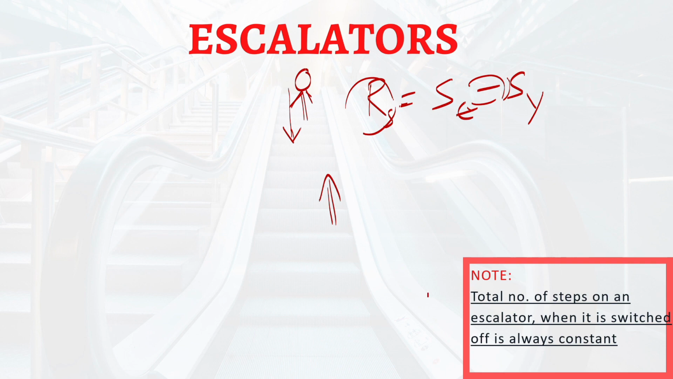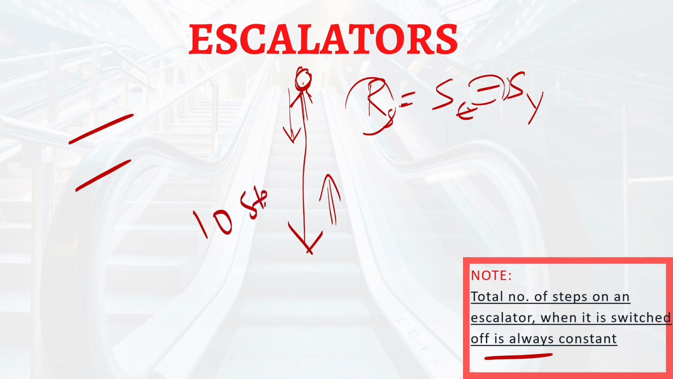But what if the escalator is switched off? Then the total number of steps on the escalator when it is switched off is always constant, right? So in the escalator concept, the total distance is measured by total steps taken. See, if you are here and you stepped 10 steps, what's the distance traveled by you?